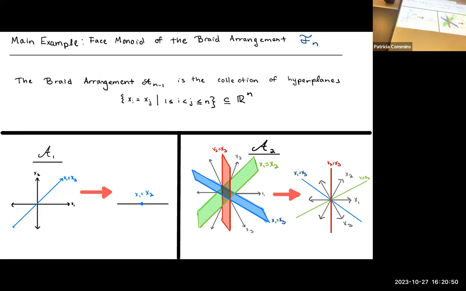But we often think about it one dimension down. So when n is 2, the definition would give us one hyperplane, this one line in two space, but we would project along maybe this line perpendicular to x1 equals x2 and see this as a one-dimensional arrangement. And A2 would give us three hyperplanes, x1 equals x2, x1 equals x3, and x2 equals x3. But again, we project down just to two dimensions and get an arrangement that looks like this.